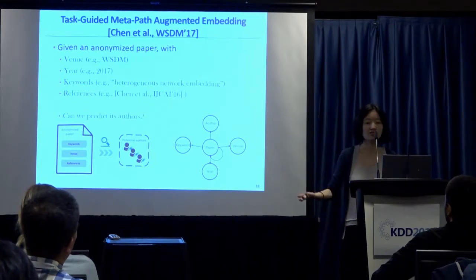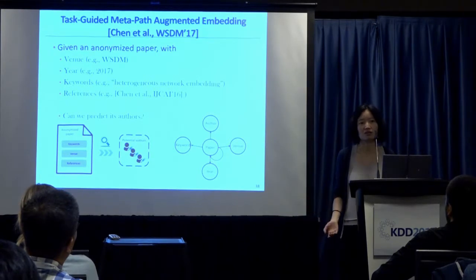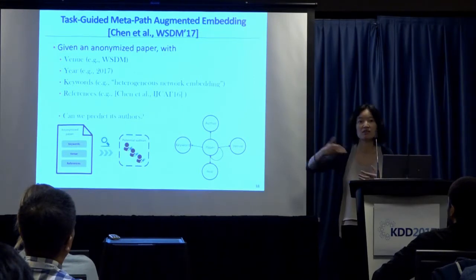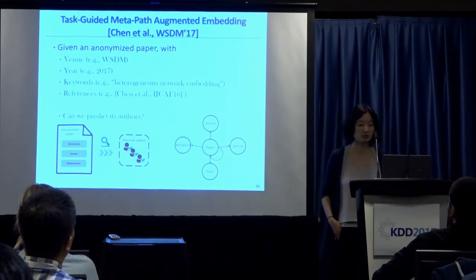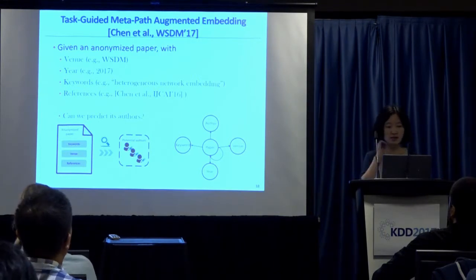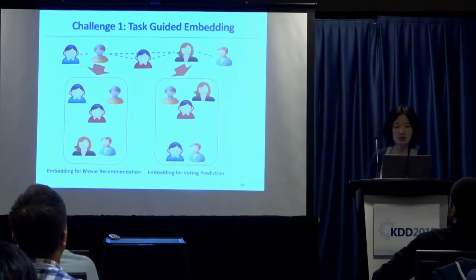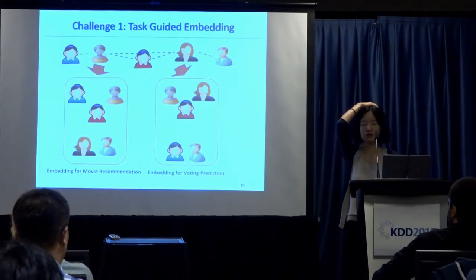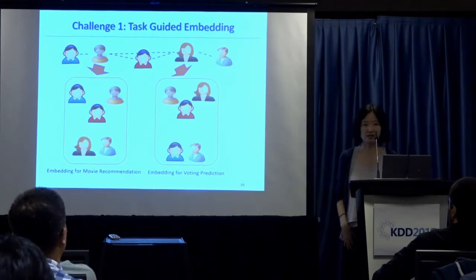But essentially, you can also consider a paper as a kind of item, and the item is linked to many different kinds of other entities, and then you want to see whether the item can have a link to a user. So essentially, this technique can be applied to recommendation. Now, what should we do here? First of all, just to give you an idea of why we think we have to do a task-guided embedding.